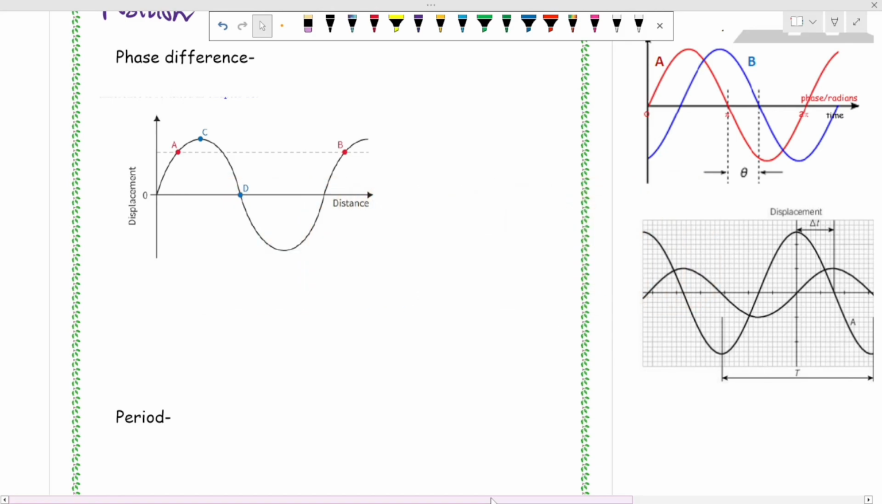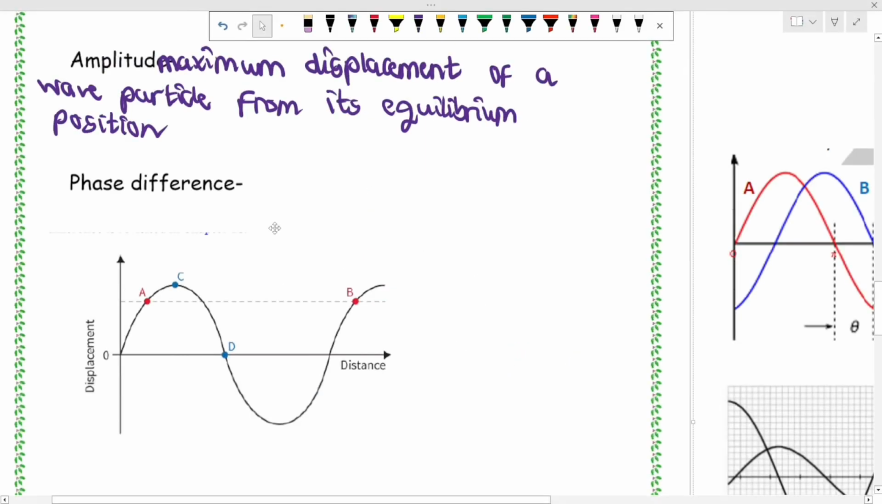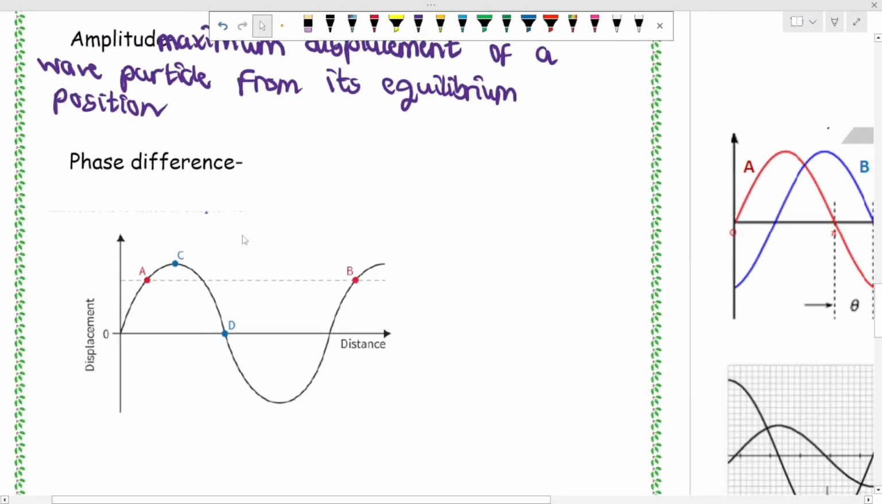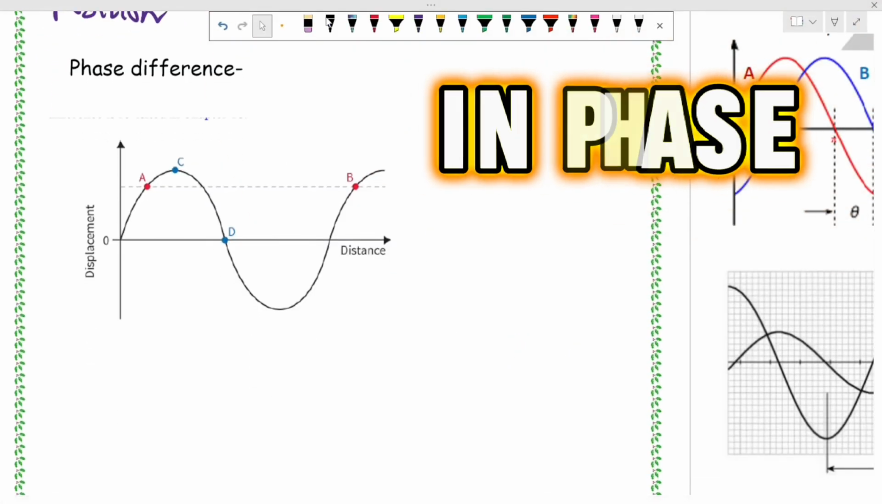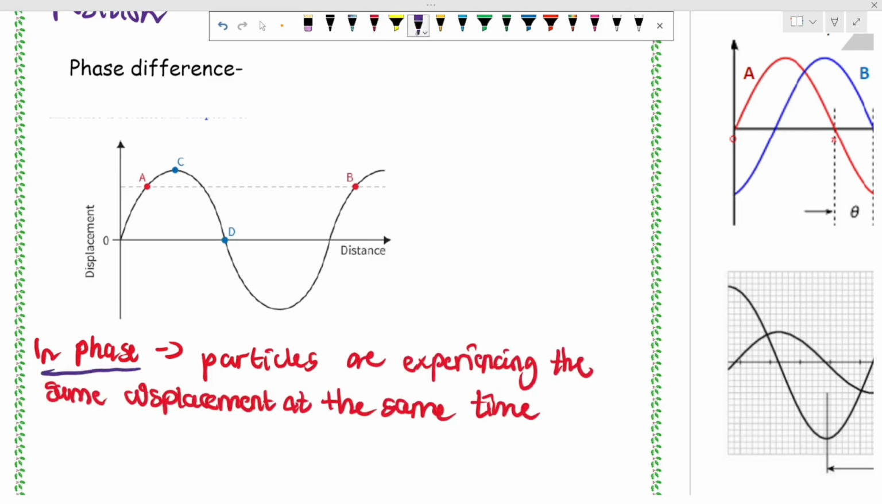We're going to be focusing on a very tricky concept, which is phase difference. We're going to start off with understanding what it means to say that things are in phase. In phase basically means that things, or in physics, particles, are experiencing the same displacement at the same time.